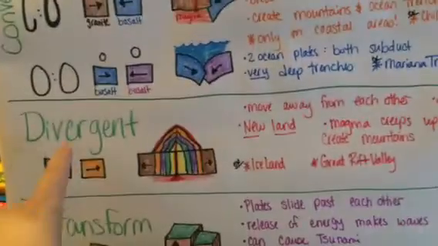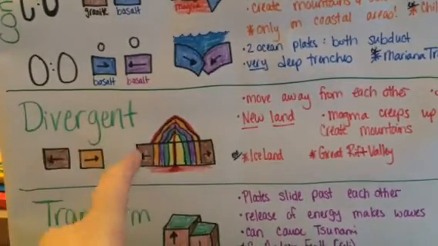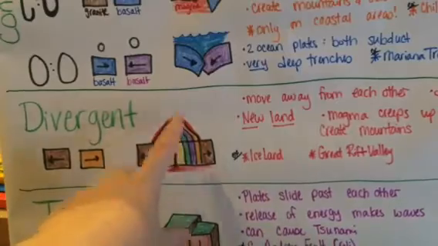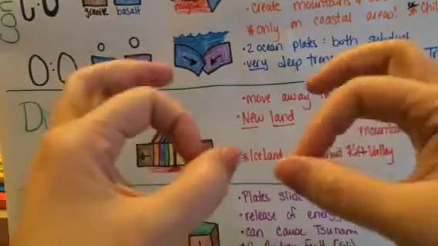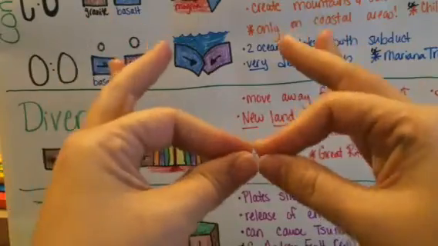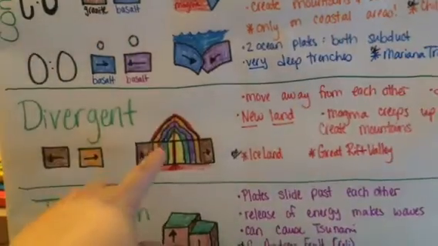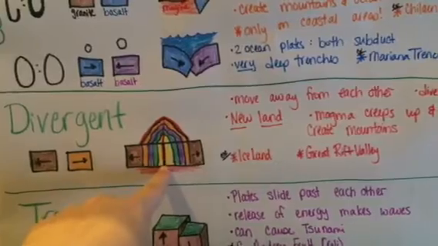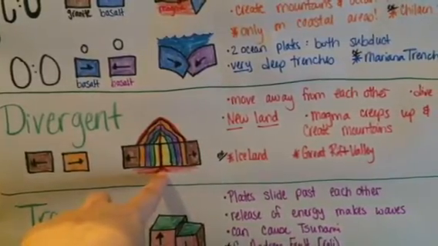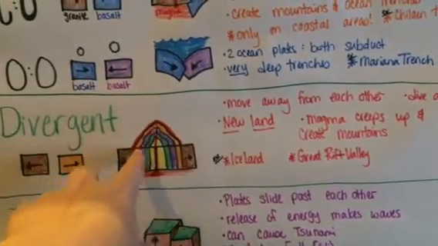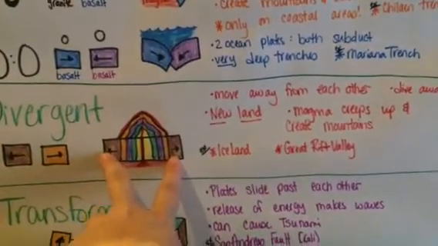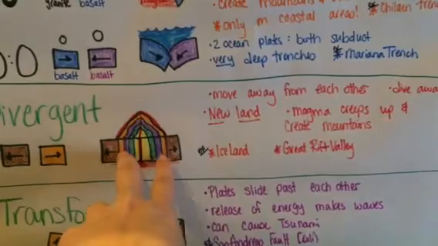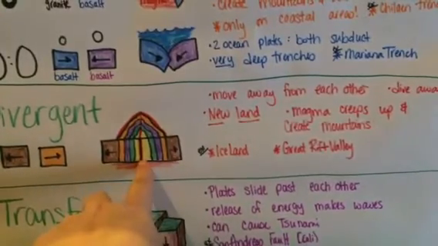So then we come to divergent. I know this picture looks really silly, and I'm going to explain it in a second. I've got these two plates, and they're moving away from each other. So if you make a D, they dive away. When they move away from each other, magma from the mantle comes up and creates new land. That's what this picture is showing you. I started out with the original rock, and as it moved apart, I get new layers each time.